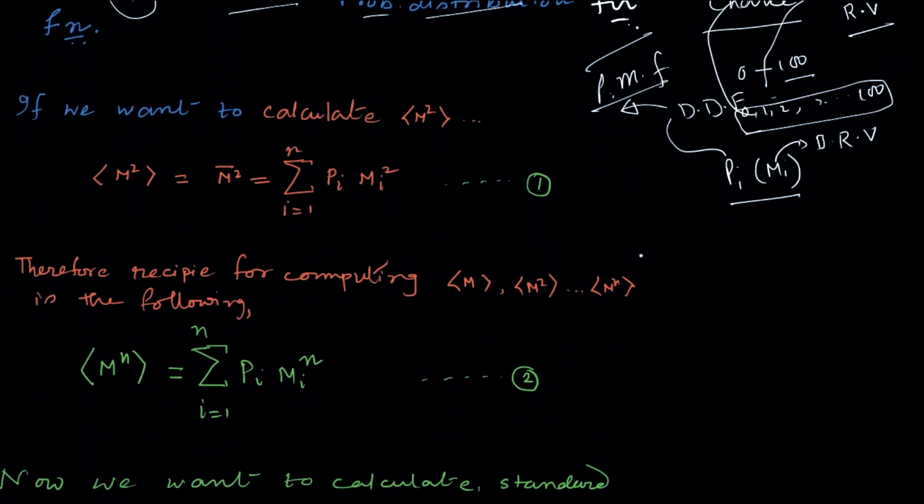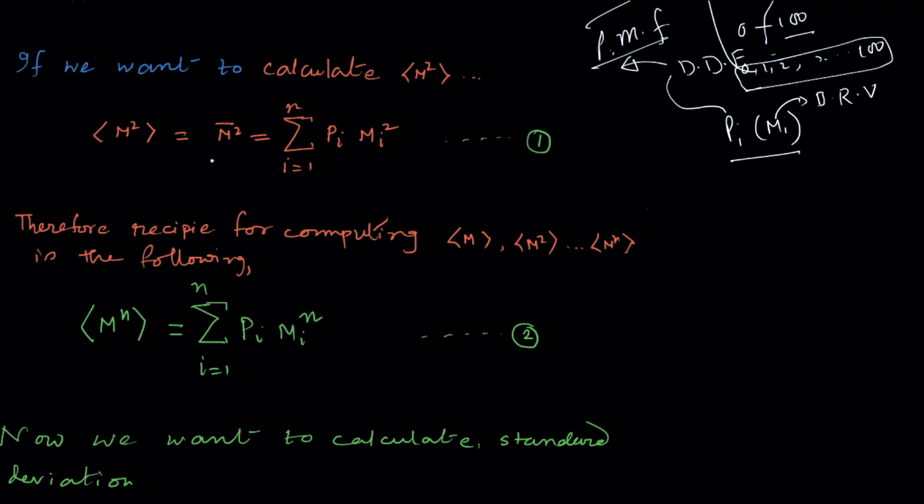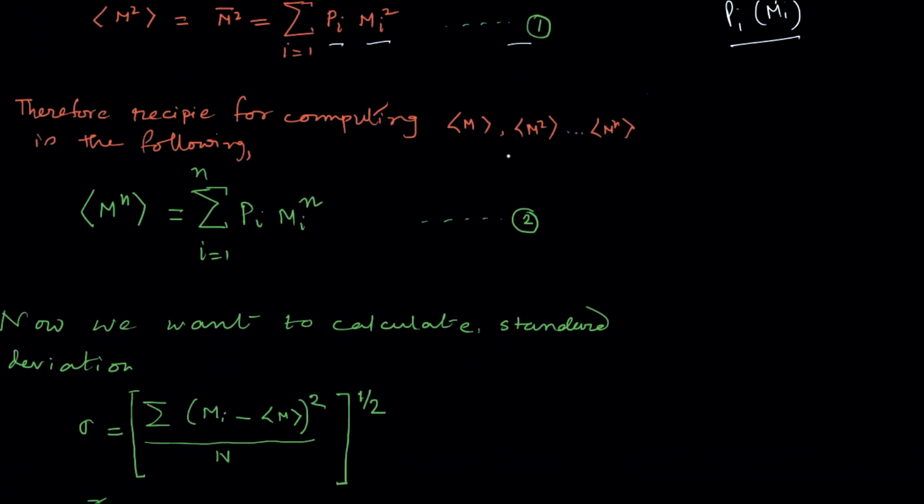And if we want to calculate M square, M square angle bracket can be written with the same recipe: sum of PI, if we know the probability distribution, times MI square. This is my equation 1. Therefore, the recipe for computing M square up to MN is the following: M to the power N equals the sum of PI times MI to the power N.